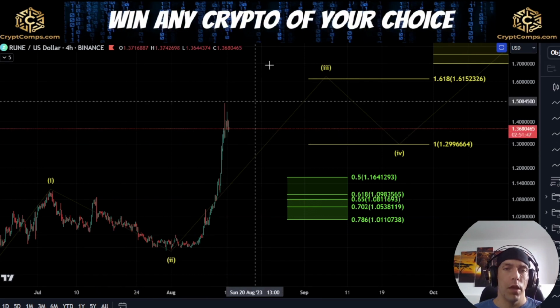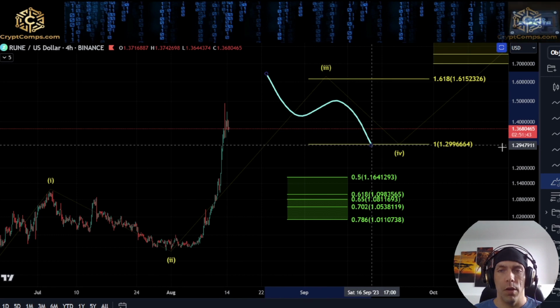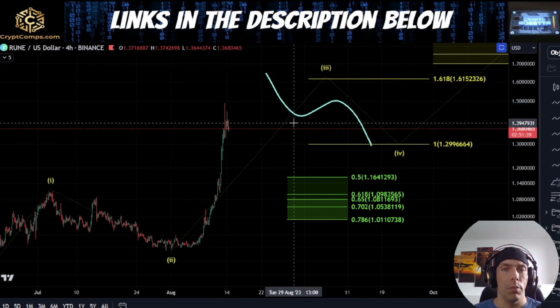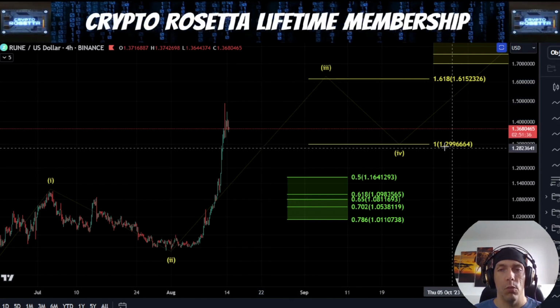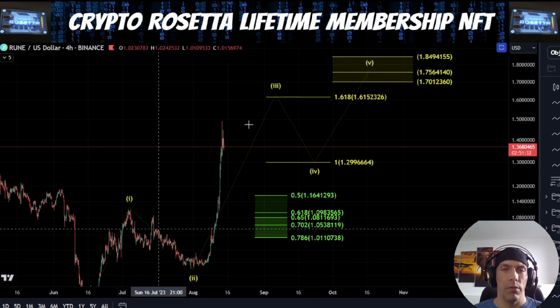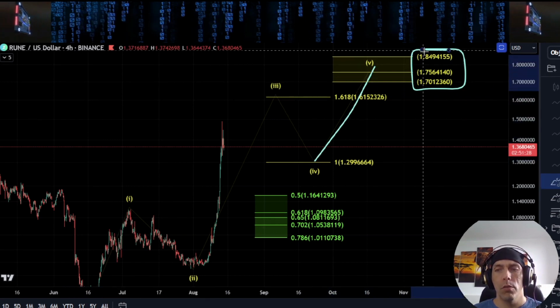Now, if we do get this push up into this zone, what I would then be looking for is that idea, like I said, 3 waves down, potentially to around this 129. We'll get a better idea once we get some structure here we can work with, but effectively then we'd be looking for this potential that we could have a 5-wave move off the low here, which could look to push us up towards this 184 to this 170.